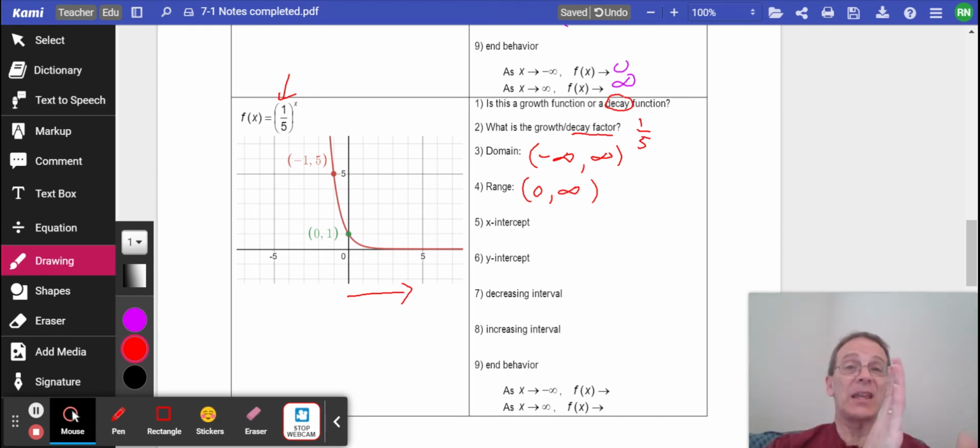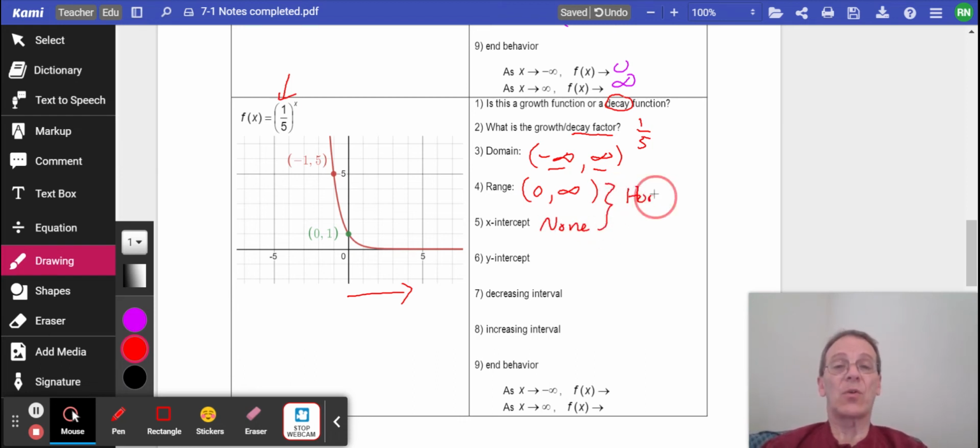We don't change the domain even if we slide this function to the left or the right. That doesn't change the fact that the domain is all real numbers. The x-intercept, again, there is none. And again, these two answers are what they are because there is a horizontal asymptote at y equals 0.